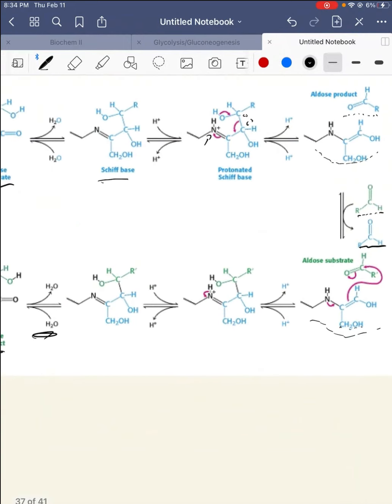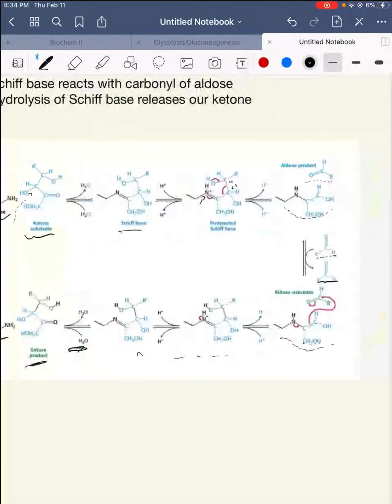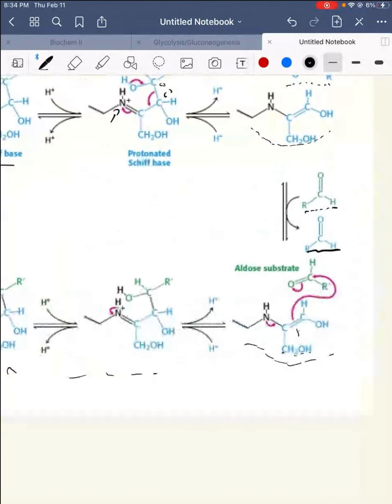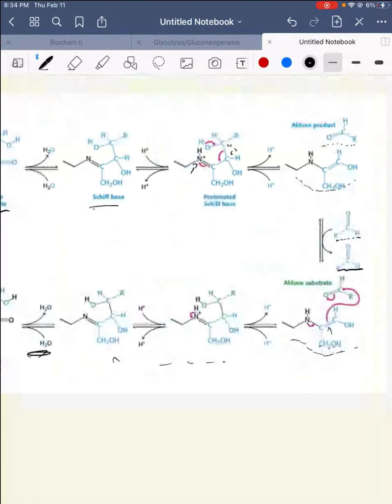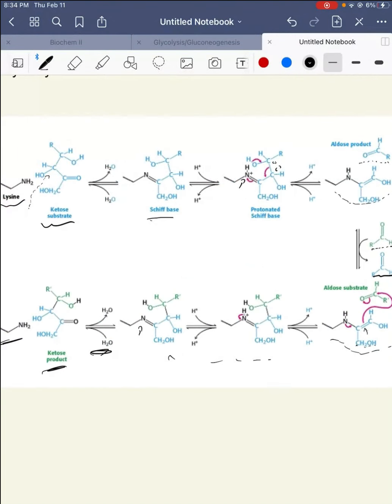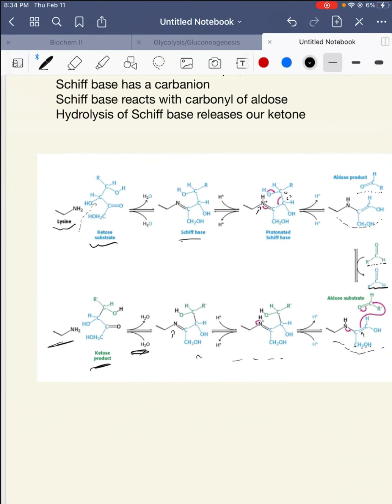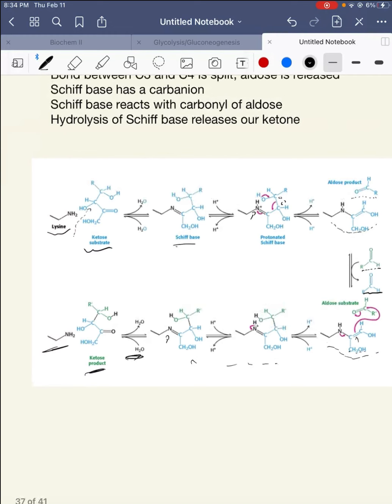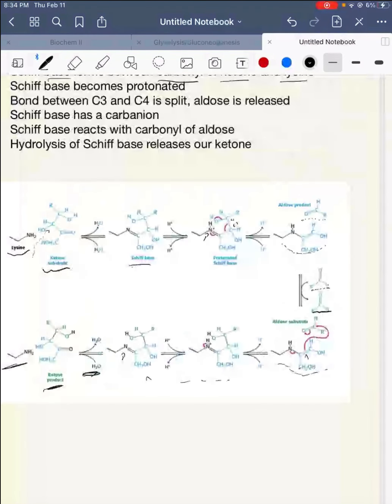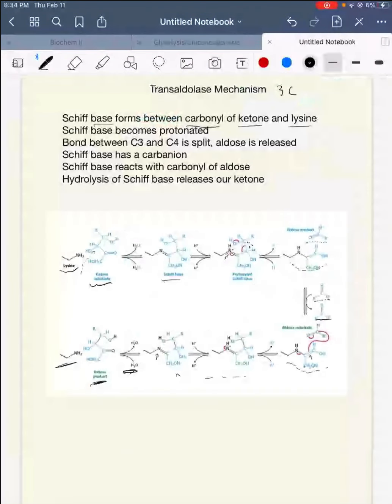The specifics of this down here are unnecessary. Just know that the aldose attacks this carbon-carbon double bond, and then eventually the lysine is kicked out when we use water to hydrolyze the ketose, which is released as the product. Okay.